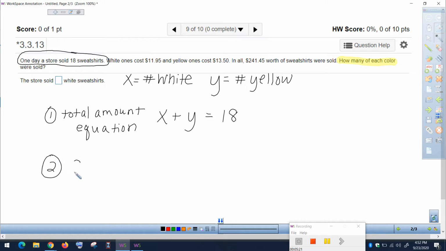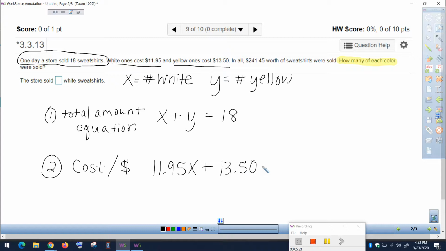The second equation is going to have to do with the cost, or the price, of the items. White ones cost $11.95, so we've got $11.95 times x. Yellow ones cost $13.50, so we've got $13.50 times y. And the total cost there was $241.45. I would grab a calculator for this one. If you don't already have one handy, it will be helpful with all of these decimals.